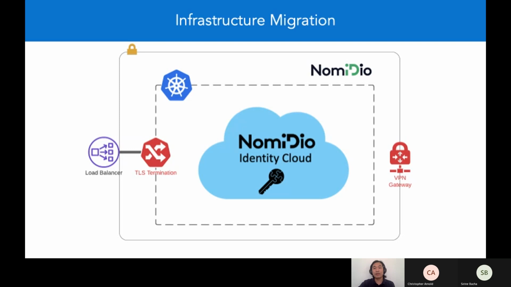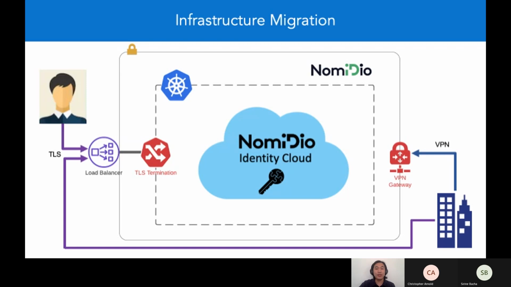This is a simplified diagram of our Nomidio infrastructure. As with many modern cloud-native applications, it is orchestrated and deployed using Kubernetes. We have a layer 4 load balancer in front of our cluster, and sitting behind that load balancer is our ingress controller that we use to terminate any TLS connections. There's also a VPN gateway for enterprises that need to connect over VPN to access Nomidio. So these two are the main entry points to Nomidio.